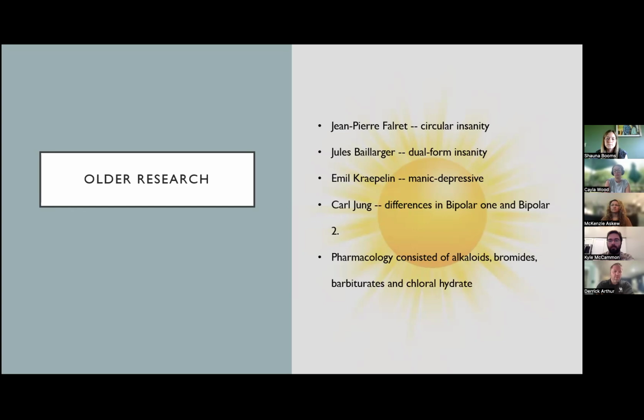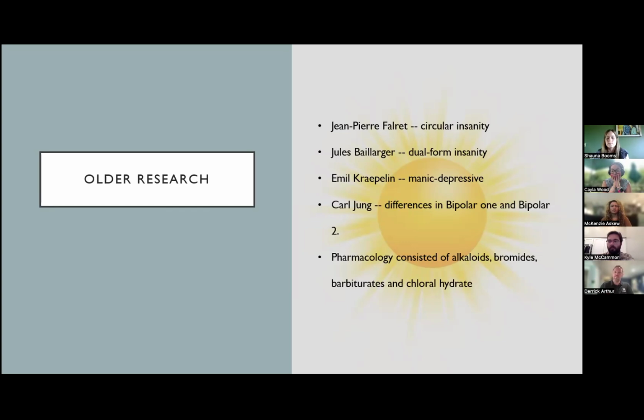Through this earlier research in the 19th century, ironically, two individuals in France were studying the same thing at the same time and came up with the idea of bipolar disorder, looking at it in different ways. Jean-Pierre Falret was referencing the mood swings and called that circular insanity, the mood changing back and forth repeatedly, which is why he called it circular insanity.